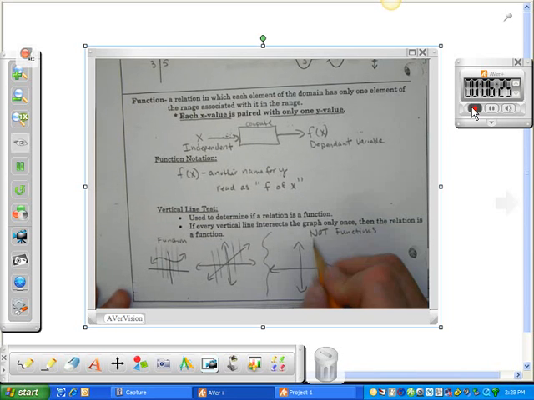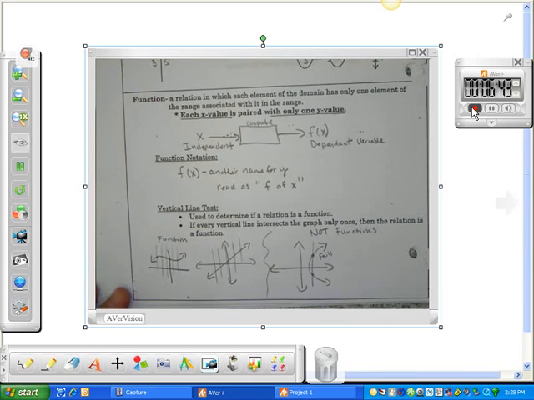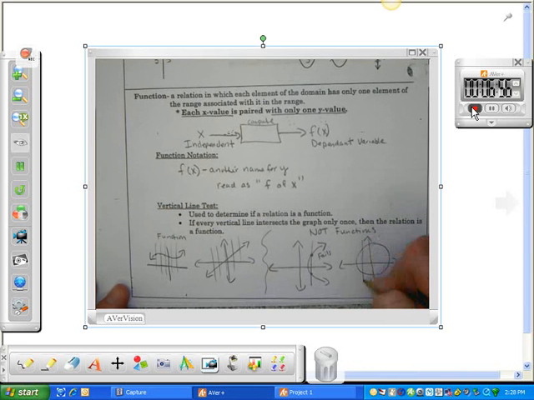So if I draw a graph that looks something like this, and use my vertical line test, notice my vertical line hits my function in two places. That means it fails the vertical line test. So it's not a function. I can give one more example here. If you had that graph, this would also fail the vertical line test because it hits the function in two places. So that is not a function either.